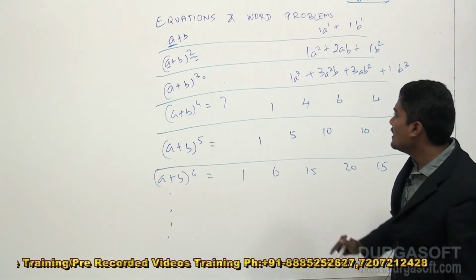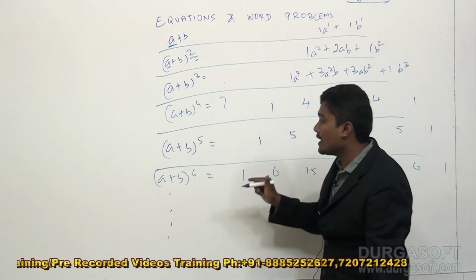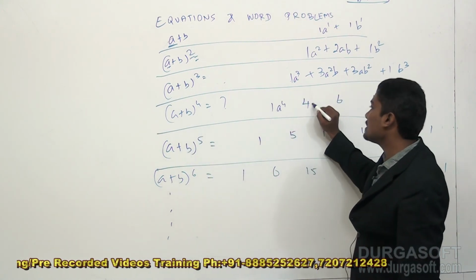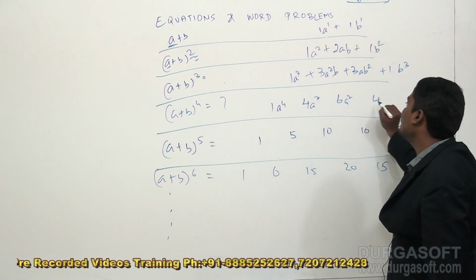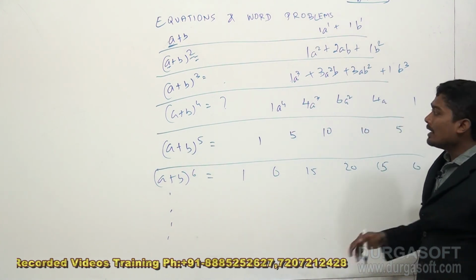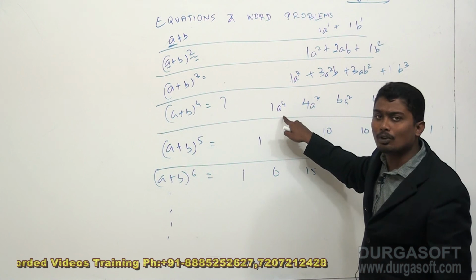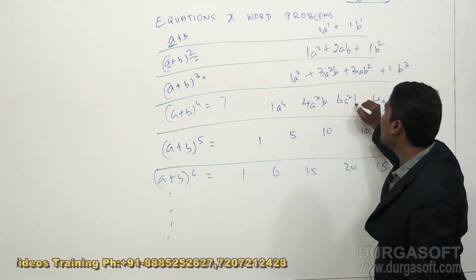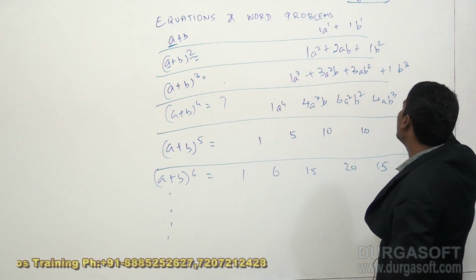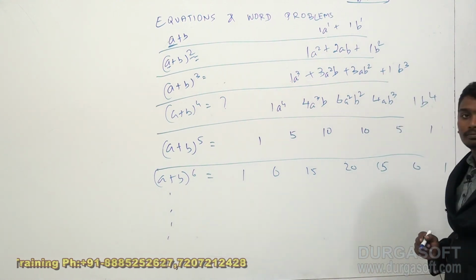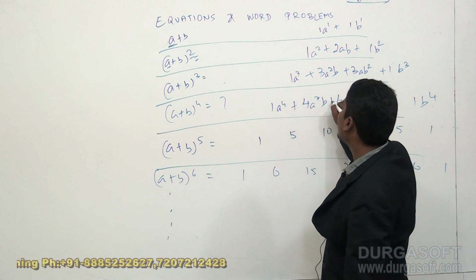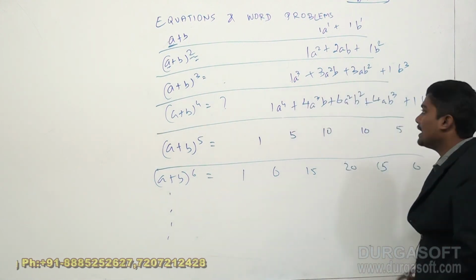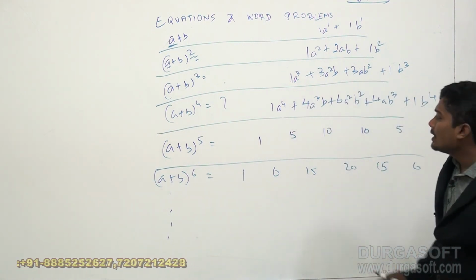plus b cube. Same way, here you start with the highest power of a, a power 4, next a cube, a square, a nothing. Again you start with the lowest power of b, b power 0, nothing, b, b square, b cube, b to the power 4. Same way, I will write plus symbol in between.